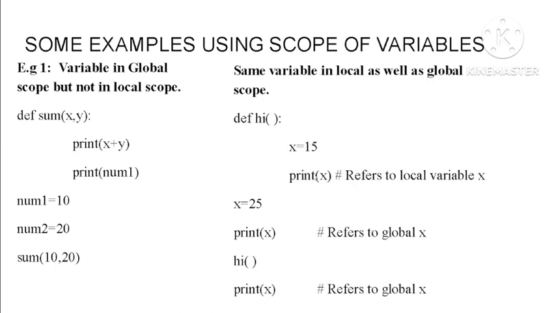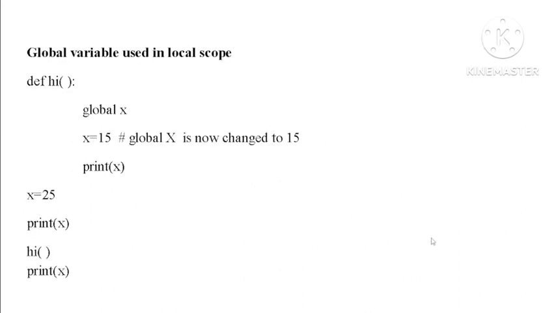Now the function gets over, and we come back to the main program. Again I'm printing x. But this x refers to what? The global value. Why? Because local values cannot be used outside the function. So the output of this program will be 25, 15, 25. You will be given a question like this: write the output of this code. You should be able to write it.